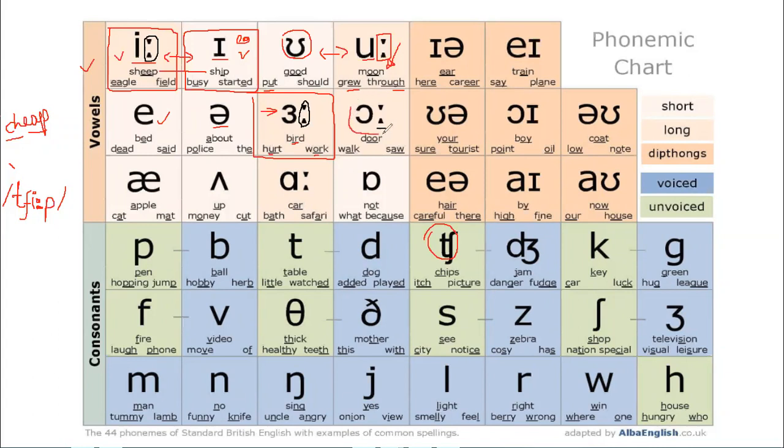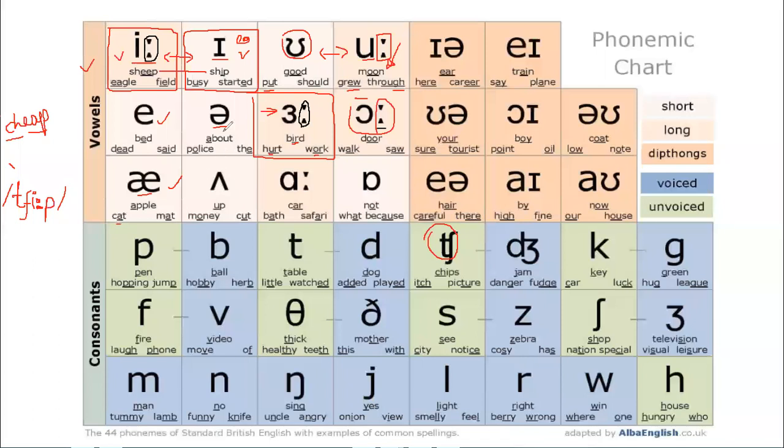Then we have the next one, which is long, and this is an O. So it's a very deep O. So we have do, we have walk, we have saw. Then we have okay, which is like apple, es como una AE. Apple es muy abierta. Apple, cat, mat.